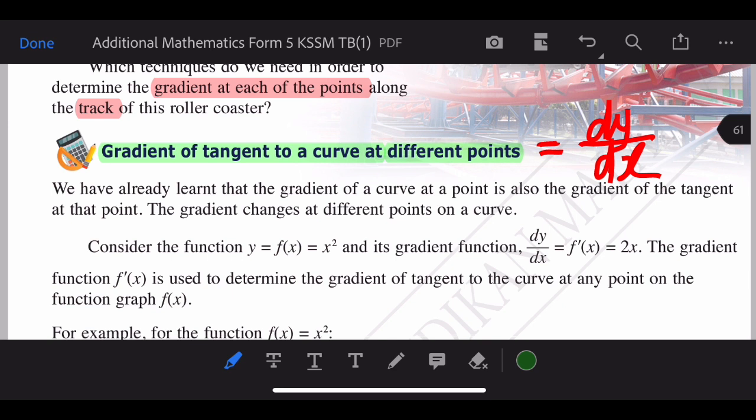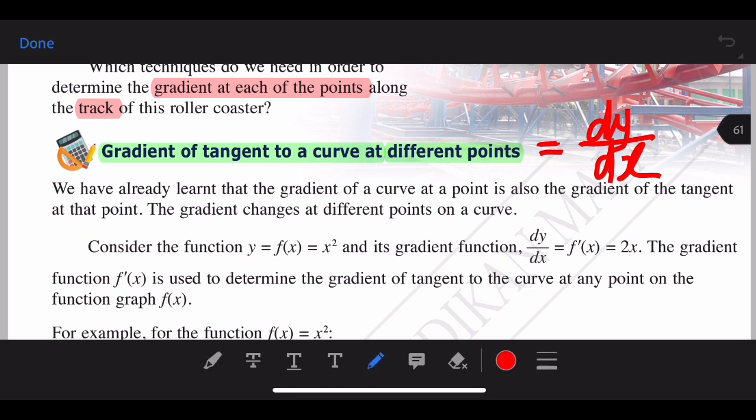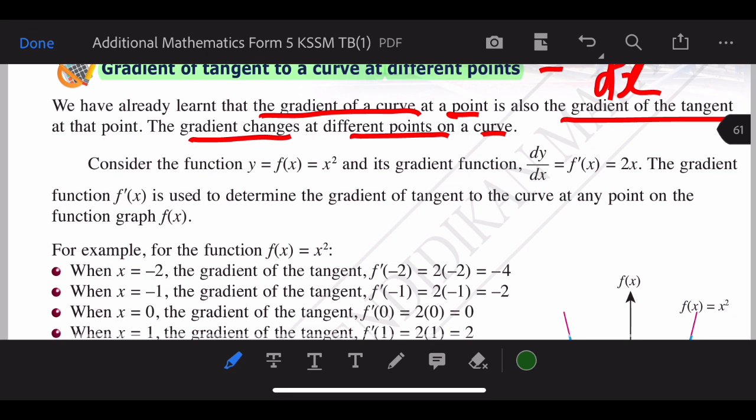Now, we have already learned that gradient of a curve at a point, I have highlighted this one many times, is also gradient of tangent at a point, right? The tangent changes at different points on a curve. So, do you understand this sentence?